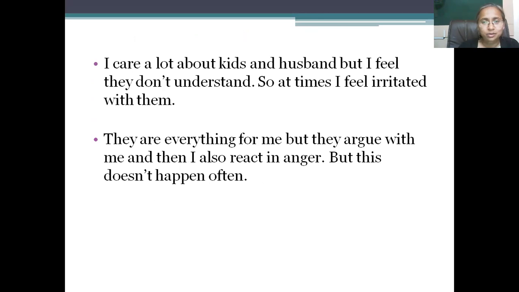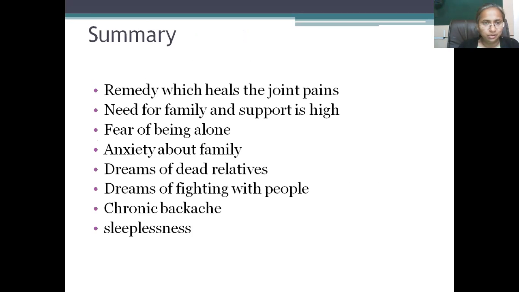I care a lot about kids and husband, but I feel they don't understand my love and care for them. So at times I feel irritated with them. They are everything for me, but they argue with me, and then I also react in anger. But this doesn't happen often. So this was about her. So see, this was the case.